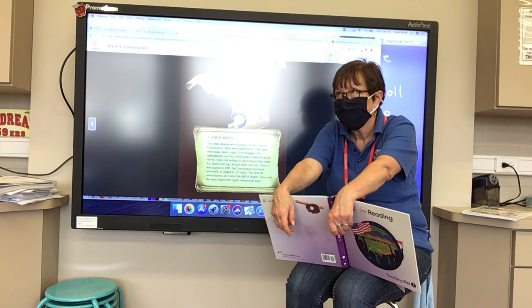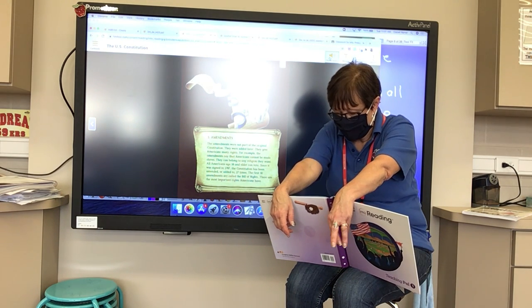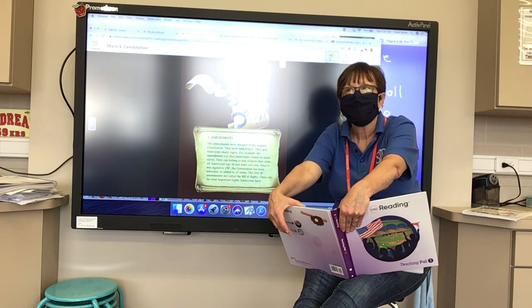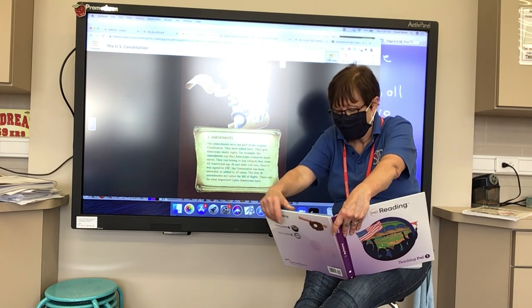Since it was signed in 1787, the Constitution has been amended or added to 27 times. The first 10 amendments are called the Bill of Rights. These are the most important rights Americans have.